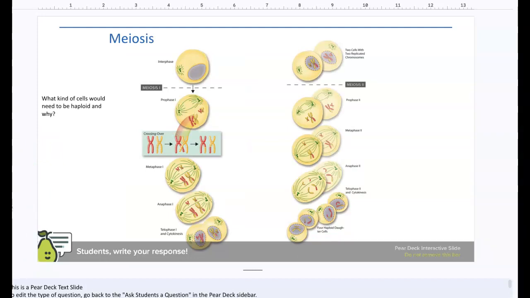Now we are talking about meiosis, and if you can take a small bit of time in your self-guided pair deck to try answering this. In meiosis, we have 2 sets of divisions, and I want you to think about what kind of cells would need to be haploid and why. So if you could type your answer in, I'll scroll through these later. You can discuss it afterwards. Take your time, pause the video, and write a small response.